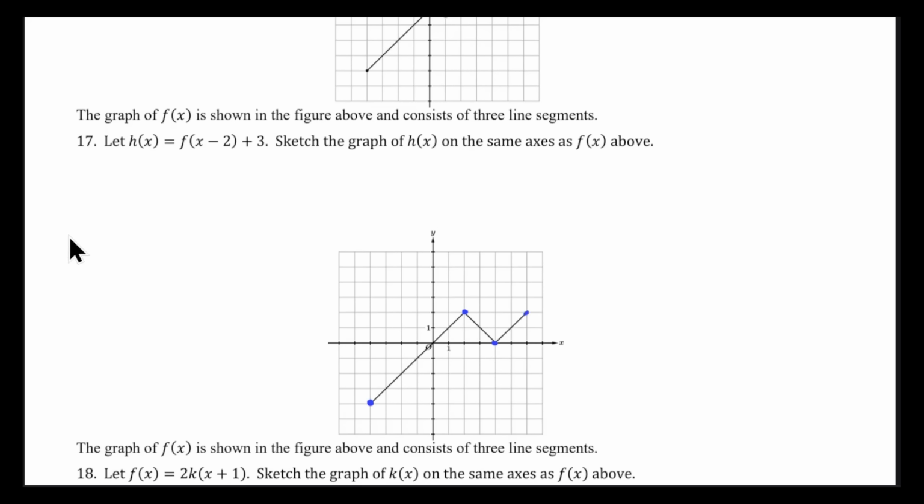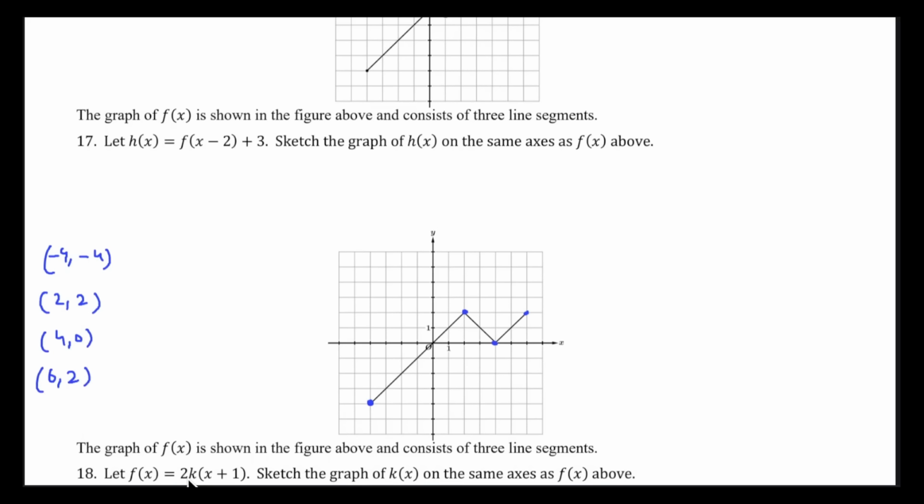And the point on the most left is going to be negative 4 comma negative 4 as well. This point is 2 comma 2. That's pretty nice. This point is 4 comma 0, and this point is 6 comma 2.